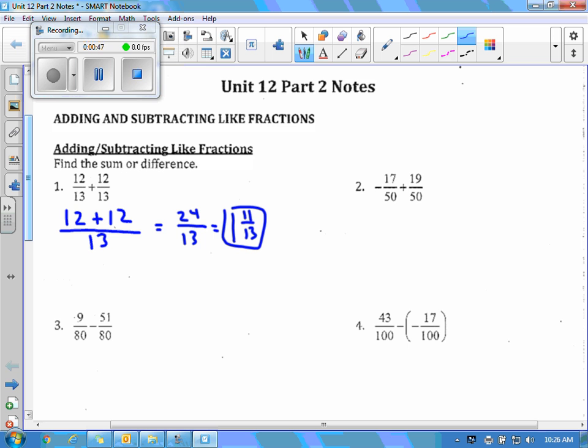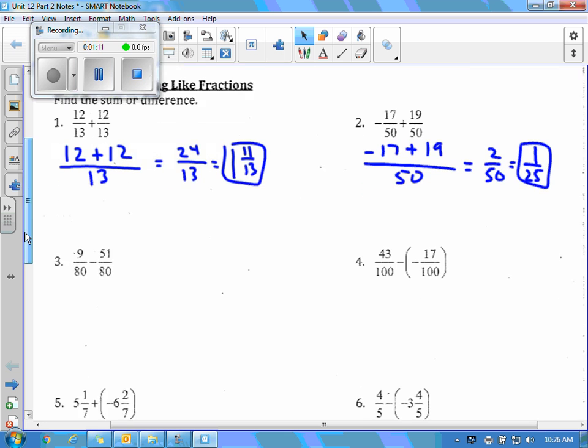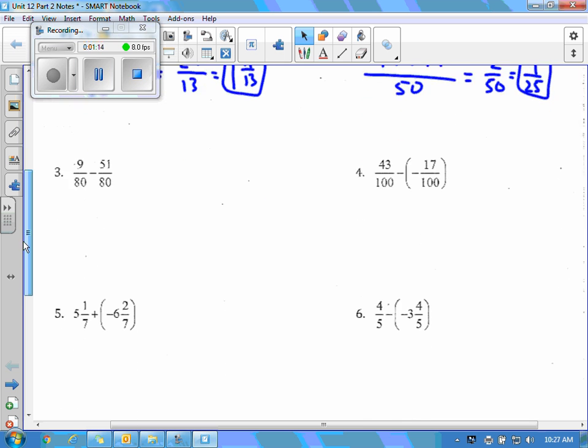13. For number 2, I have negative 17 over 50 plus 19 over 50. So I have a common denominator. So I'm going to just add the tops, negative 17 plus 19, all over 50. Again, I do not add the 50 together. So that's going to give me 2 over 50, which reduces to 1 over 25. So 3 and 4 are for you to try. Again, this should be review since they have common denominators already.